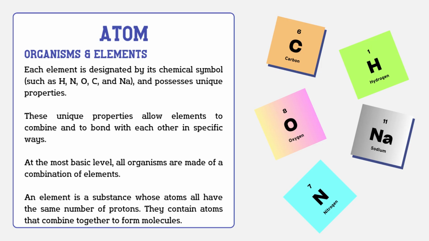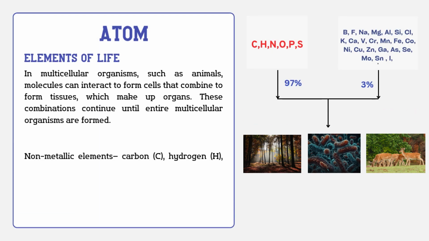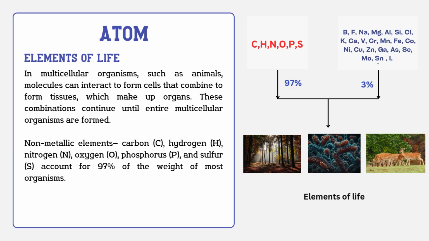At the most basic level, all organisms are made of a combination of elements. An element is a substance whose atoms all have the same number of protons. They contain atoms that combine together to form molecules. Elements of life. In multicellular organisms, such as animals, molecules can interact to form cells that combine to form tissues, which make up organs. These combinations continue until entire multicellular organisms are formed.